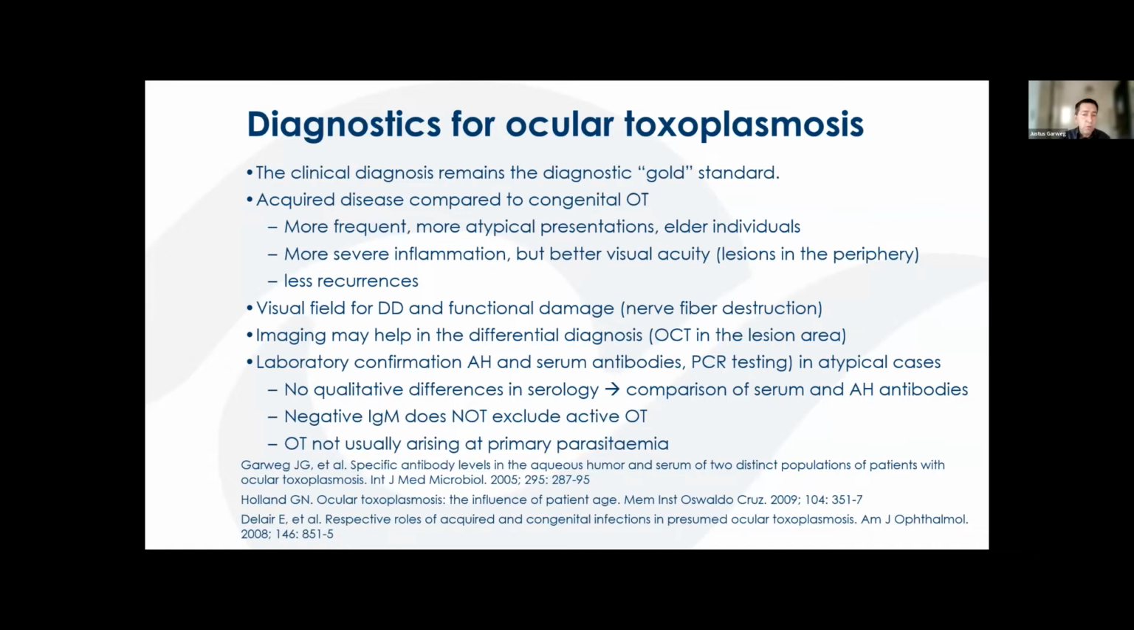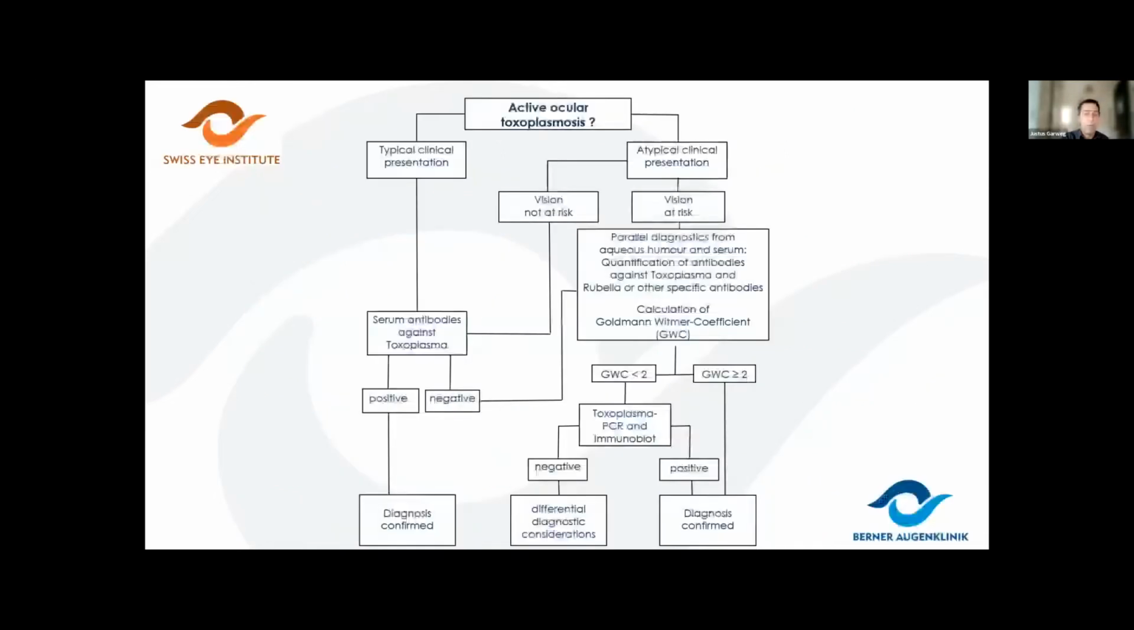If you use serology only without comparing to aqueous humor, this is not meaningful, except to exclude toxoplasmosis as a possibly underlying disease. Negative IgM is the normality in the vast majority of cases and does not exclude active ocular toxoplasmosis, because ocular toxoplasmosis is not usually arising during primary parasitemia.